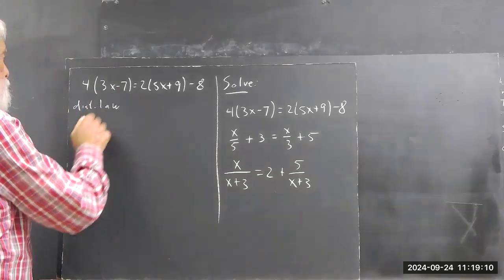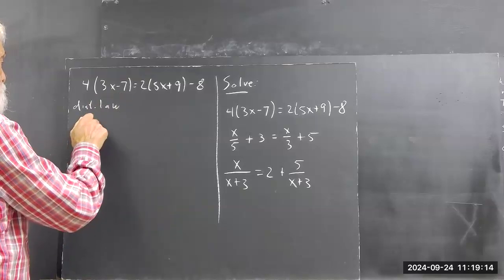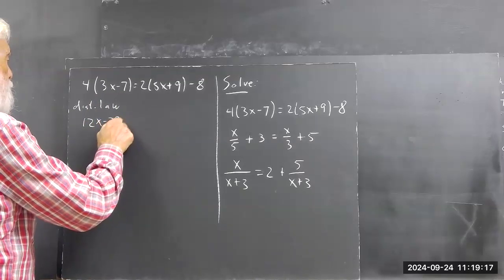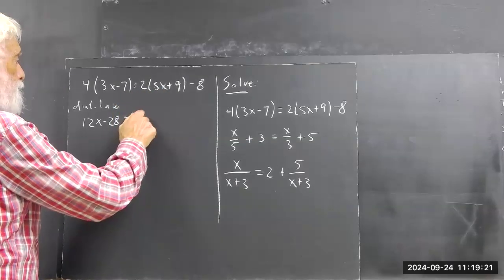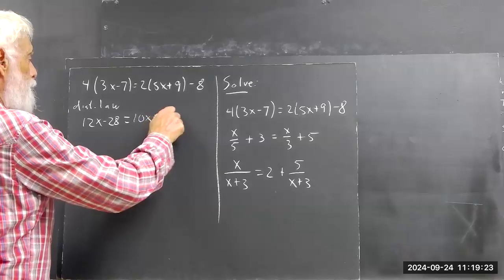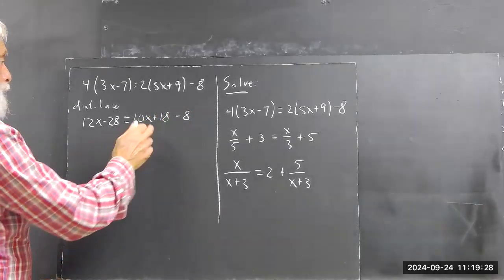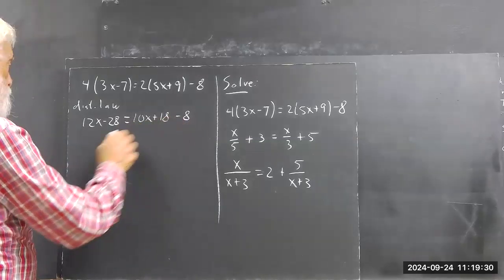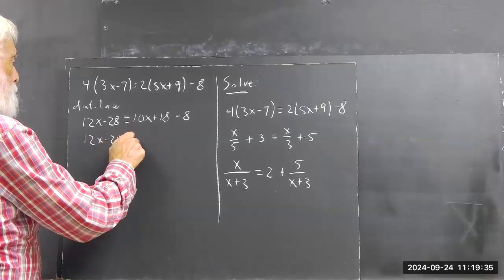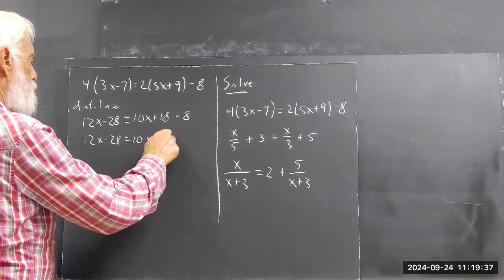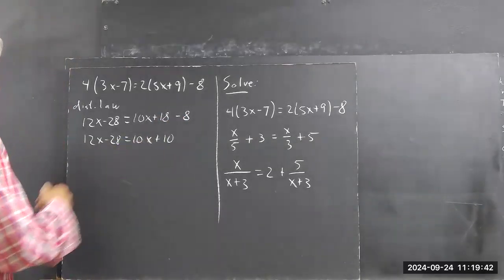Okay, anyhow, we apply the distributive law here. It says 4 times 3x and then minus 4 times 7, which is 12x minus 28. Then 2 times 5x plus 2 times 9 is 10x plus 18 minus 8. Okay, nothing to that. But let's go ahead and simplify the right hand side a little bit and do some arithmetic. 18 minus 8 is 10. So here we have it.